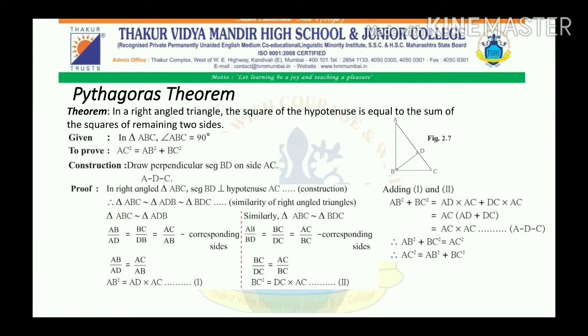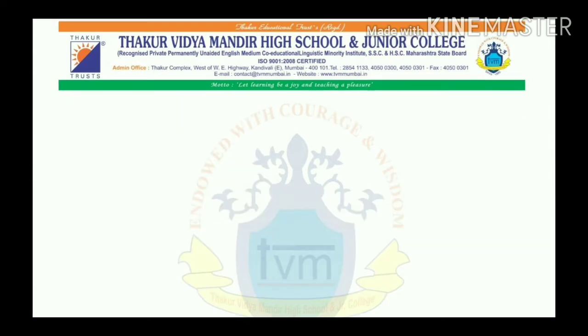Inside we will get AD plus DC, and according to the diagram, by adding AD and DC you will get AC again. So AC into AC will give you AC square. Therefore AC square is equal to AB square plus BC square. This is how we are proving the Pythagoras theorem. Hence proved. Now the next is the converse of the Pythagoras theorem.